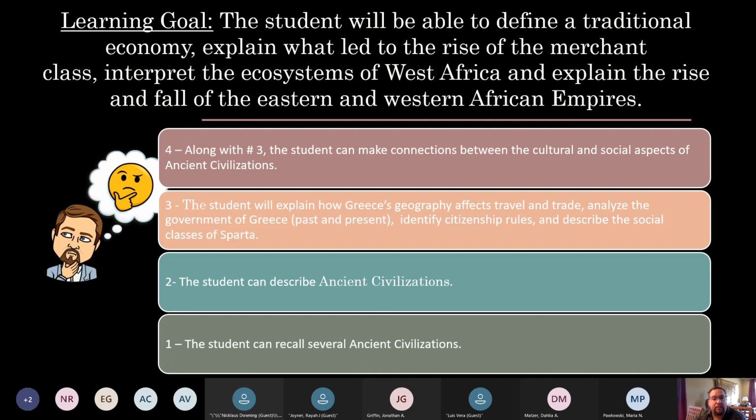So hopefully at this point, you've been able to kind of define what a traditional economy is, explain what led to the rise of the merchant class, interpret the kind of ecosystems of West Africa, and explain the rise and fall of Eastern and Western African empires.